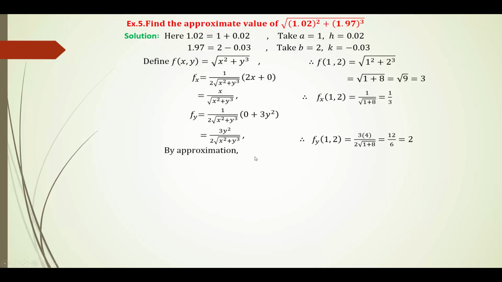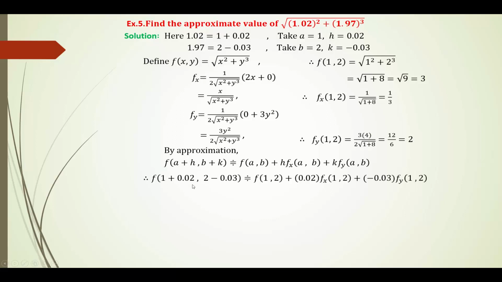Now we know the approximation formula: f(a+h, b+k) is approximately equal to f(a,b) + h·fx(a,b) + k·fy(a,b). Put the values of a, b, h, k. Therefore f(1 plus 0.02, 2 minus 0.03) is approximately equal to f(1,2) plus h.